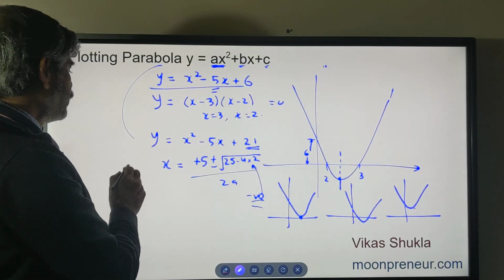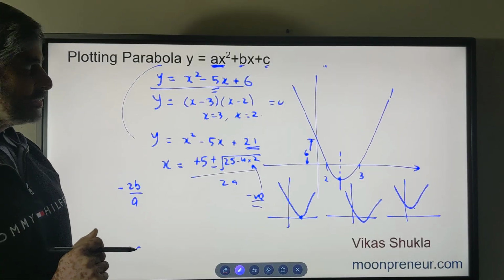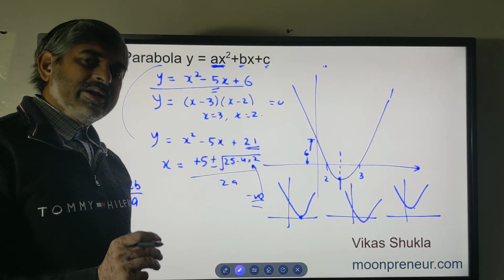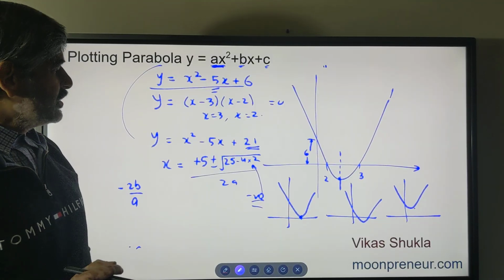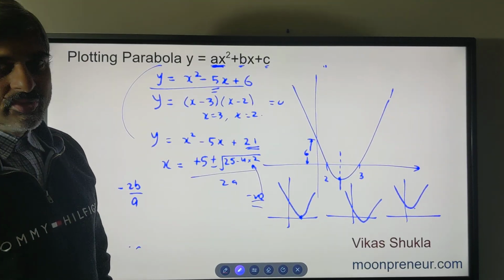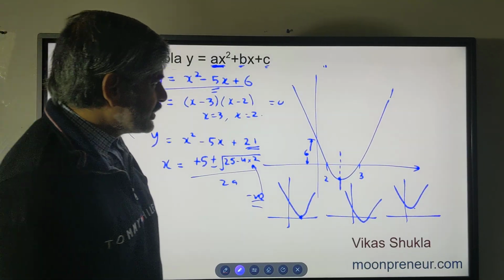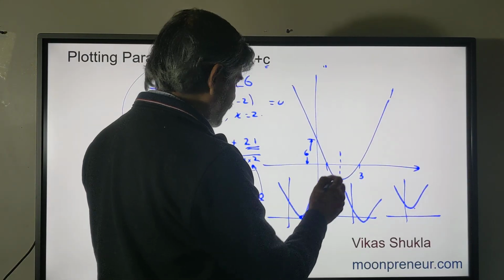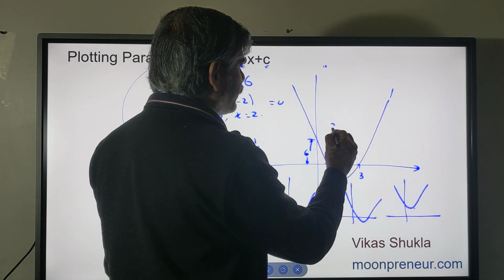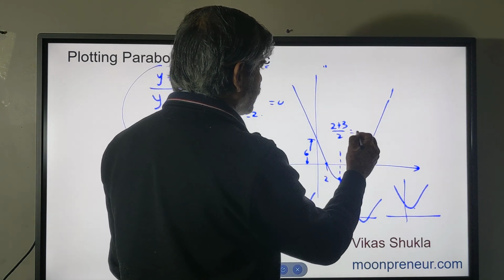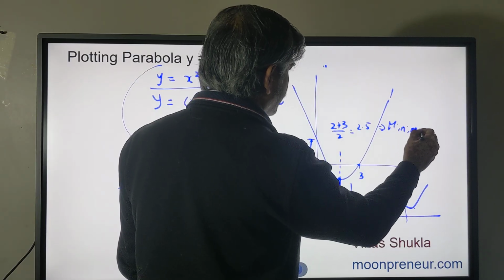One is by using the formula minus b by 2a. At this point, the curve will have its maximum or minimum. I will strongly encourage you to take an interest in calculus, which makes such things very easy. But there are other ways as well to find this maxima and minima. One way, for example, is we know that it cuts the x-axis at these 2 points. So the minima will be half of this: 2 plus 3 by 2 is equal to 2.5. This is the point where we will get a minima.